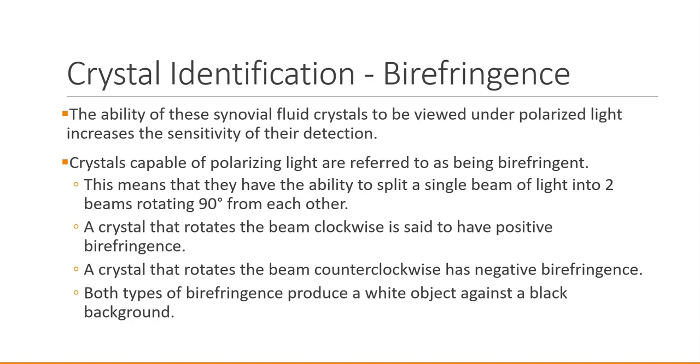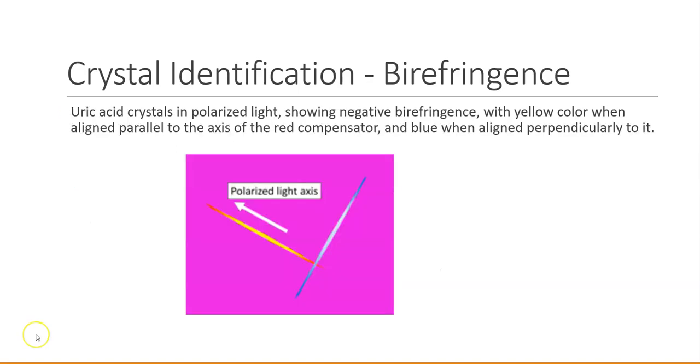Both types of birefringence produce a white object against a black background. So this is an example of uric acid crystals in polarized light. They show negative birefringence with a yellow color when aligned with the parallel axis of the red compensator, and blue when aligned perpendicularly to it. So again, remember, two light beams are produced. Each one will show the crystal with a different color.